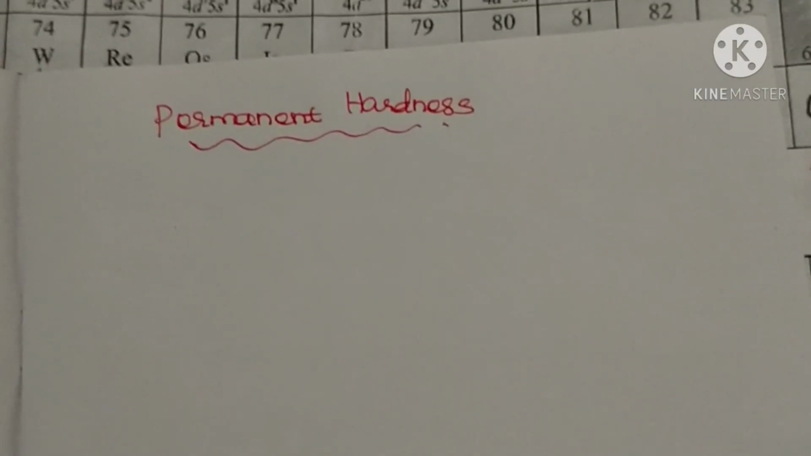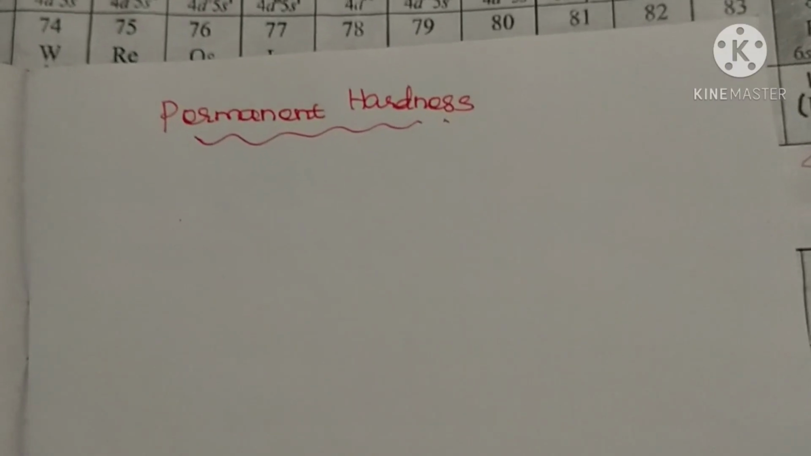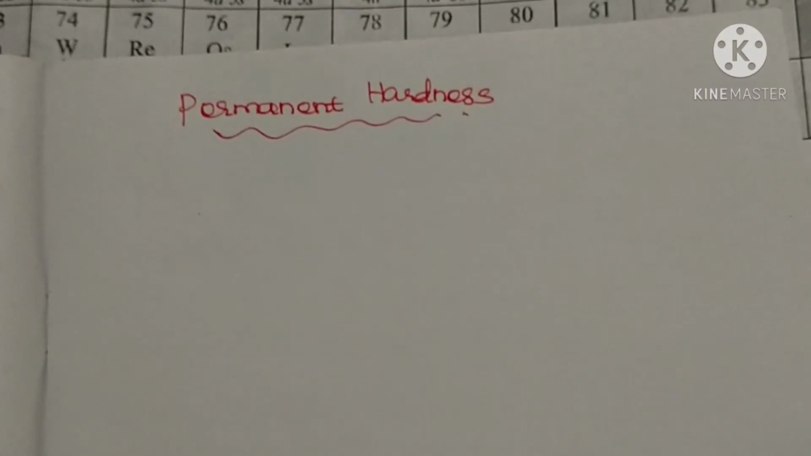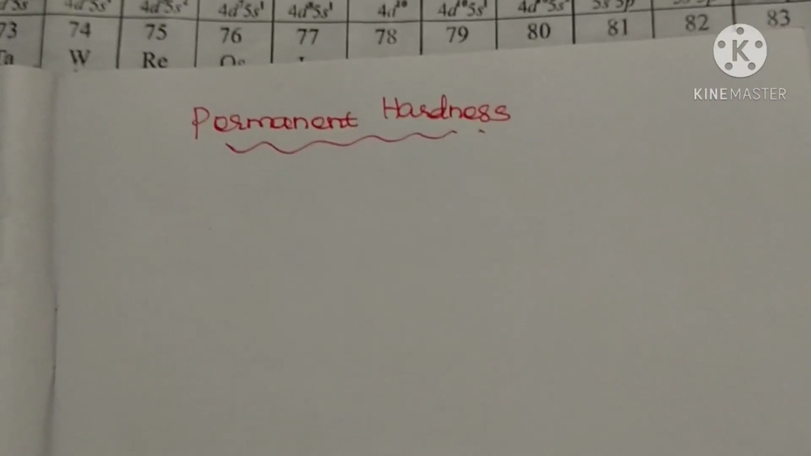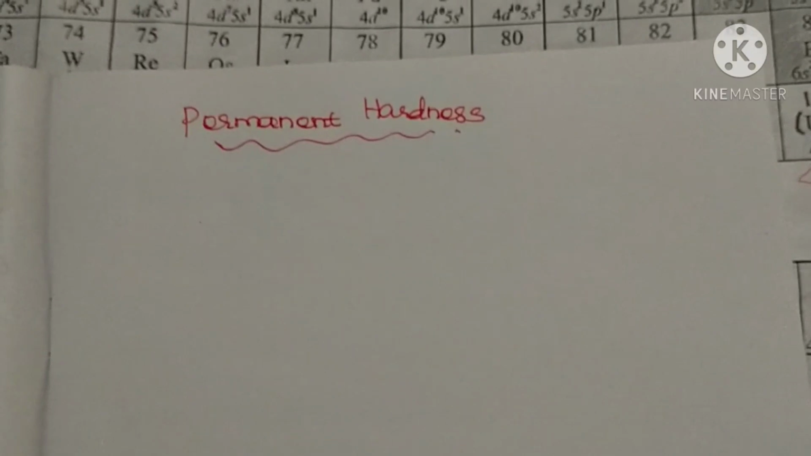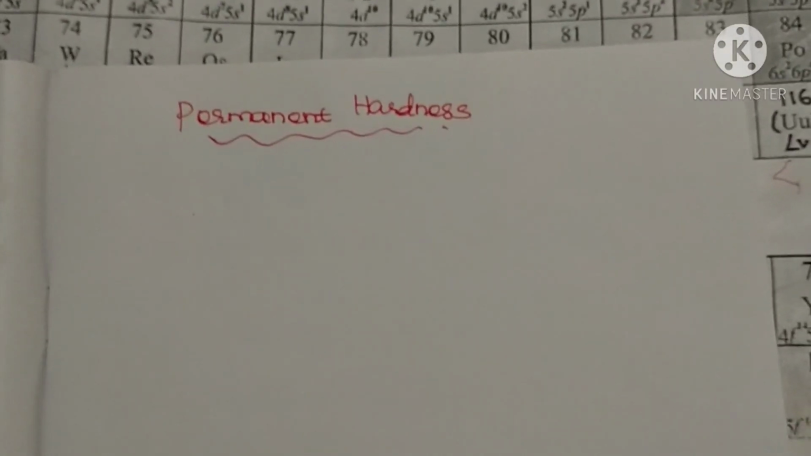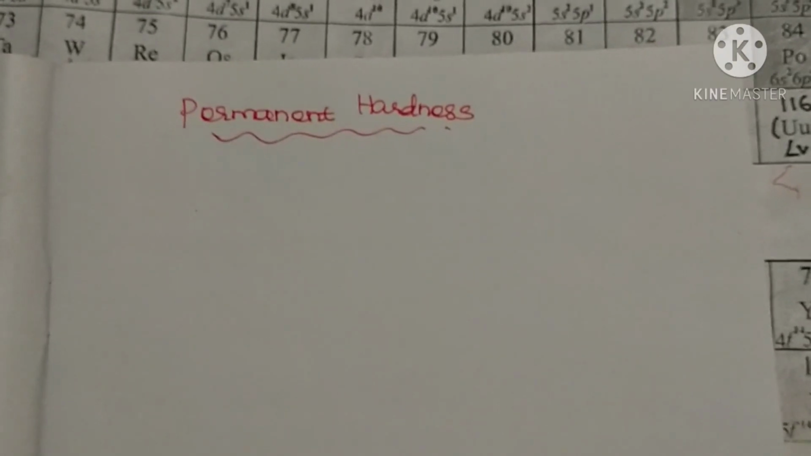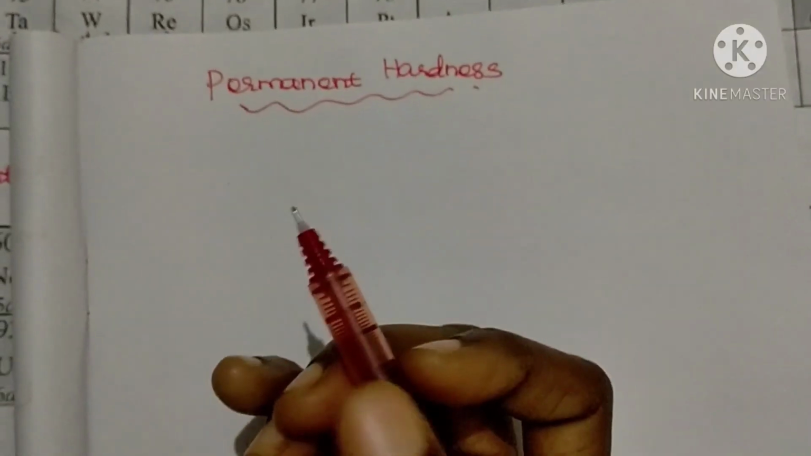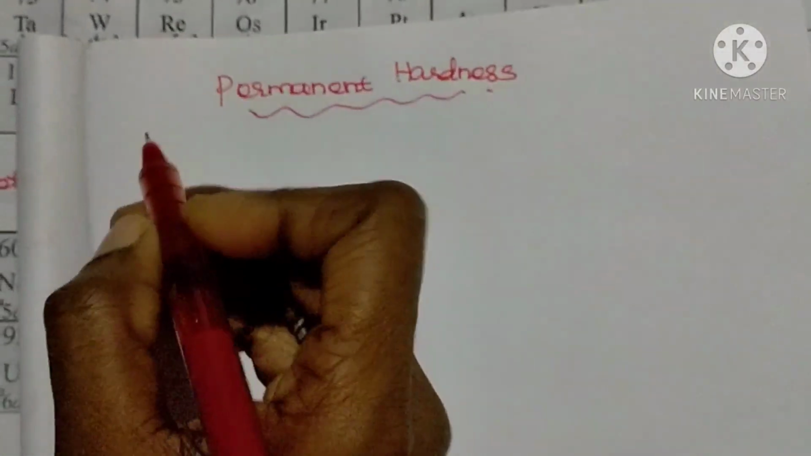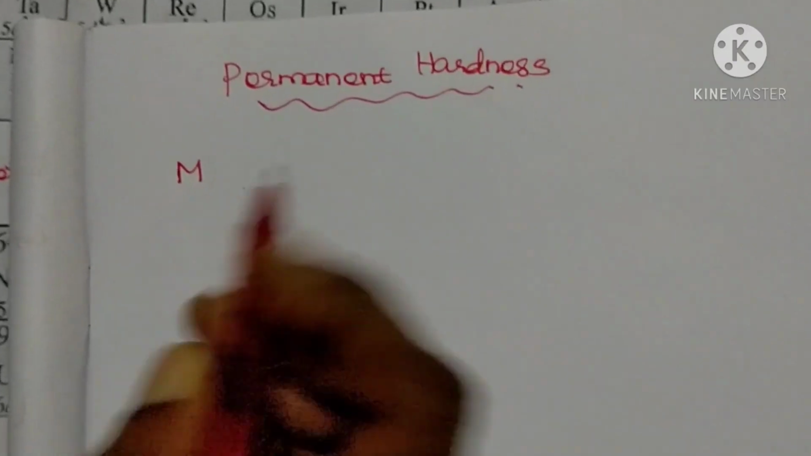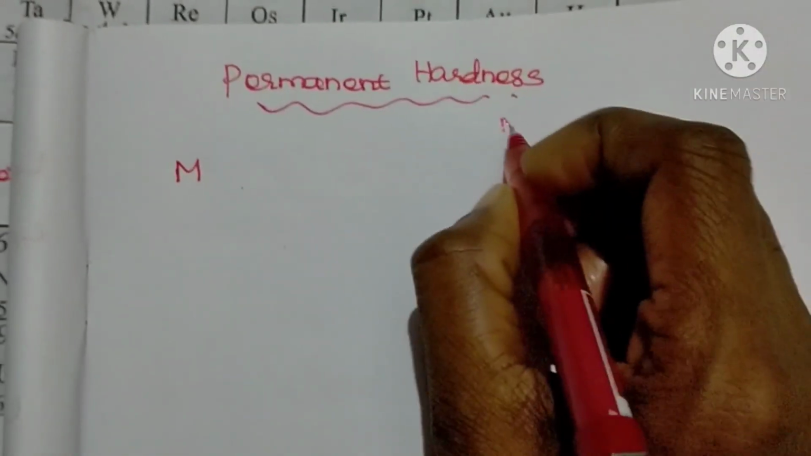You already know that the salts present in permanent hardness are magnesium chloride, magnesium sulfate, calcium chloride and calcium sulfate. To remove these, we treat the permanent hard water with washing soda. Because of this treatment, it can form the carbonate form of the given metal compound.